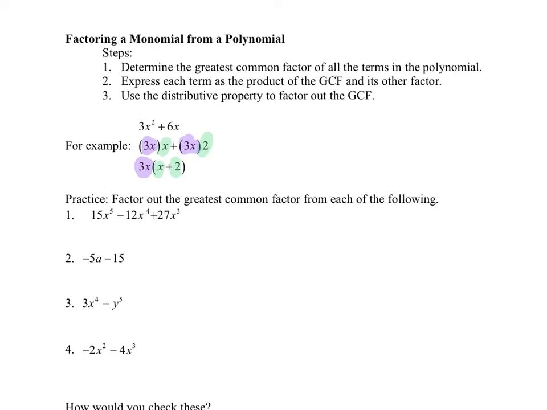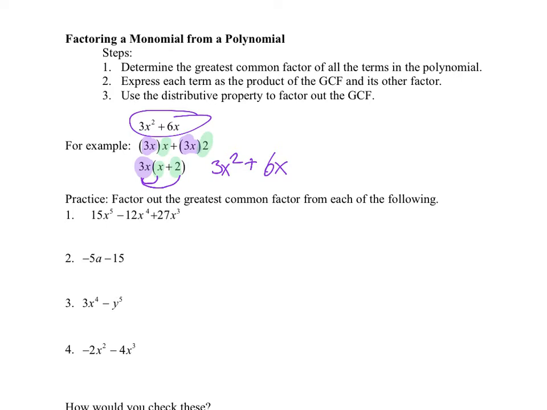Now, we can check this by distribution. 3x times x is 3x squared. 3x times 2 is 6x. And sure enough, that's what I started out with. So that means I was right, that was the greatest common factor. Okay, so now we're going to practice factoring out the greatest common factor.